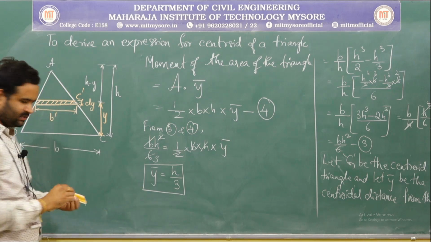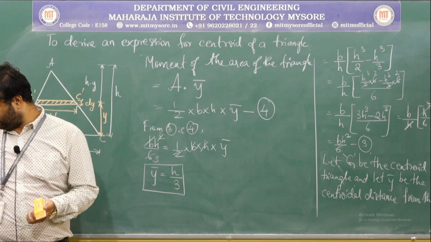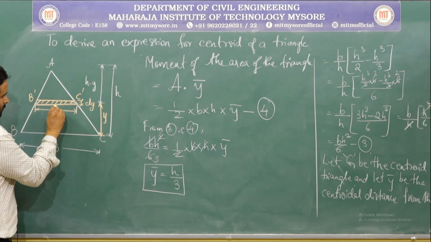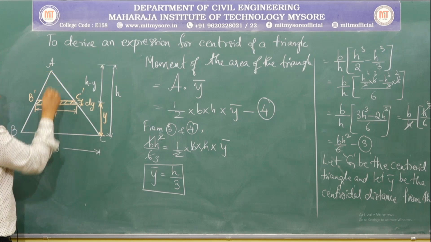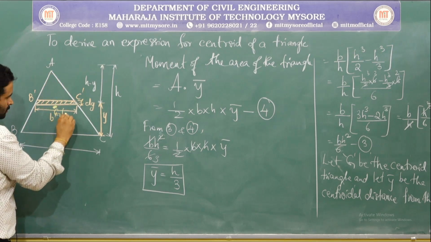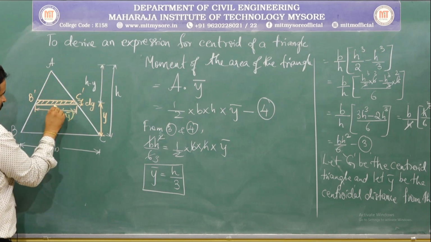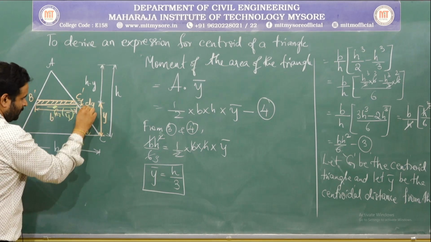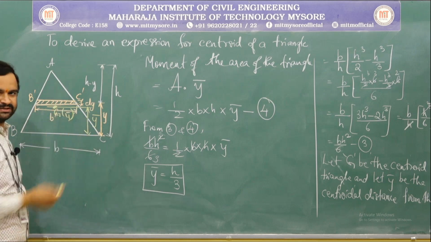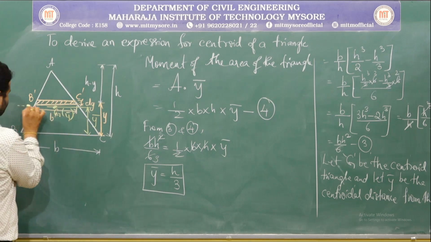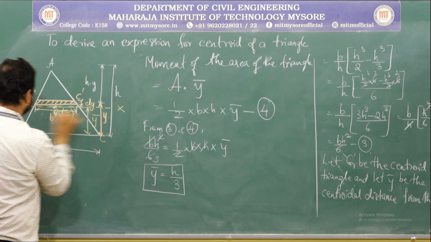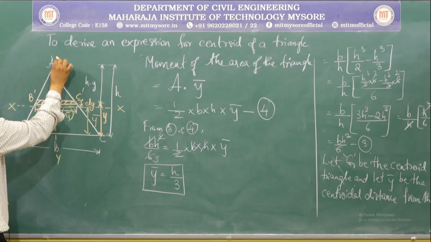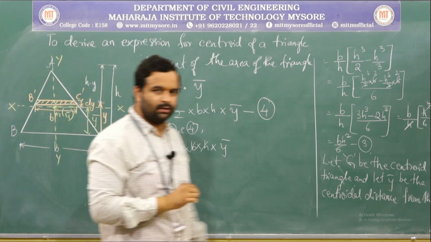So now we shall locate the centroid of the triangle at a distance of y bar from the base of the triangle. So this will be its centroidal axis.